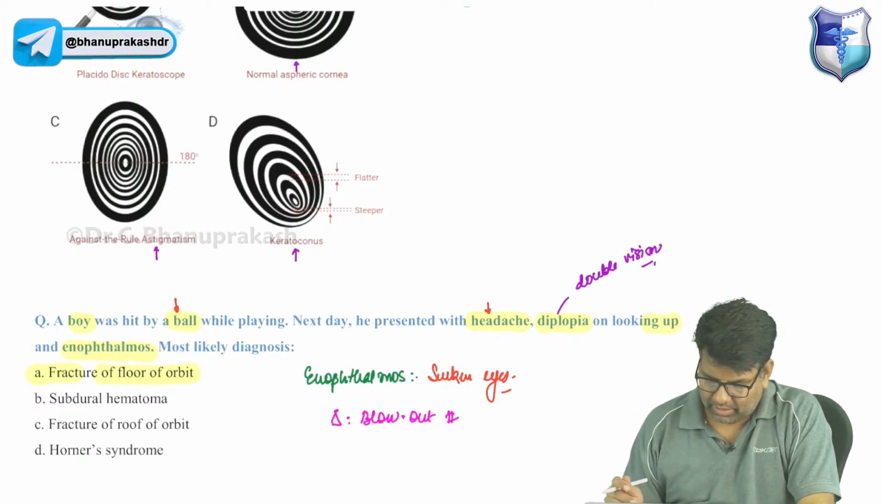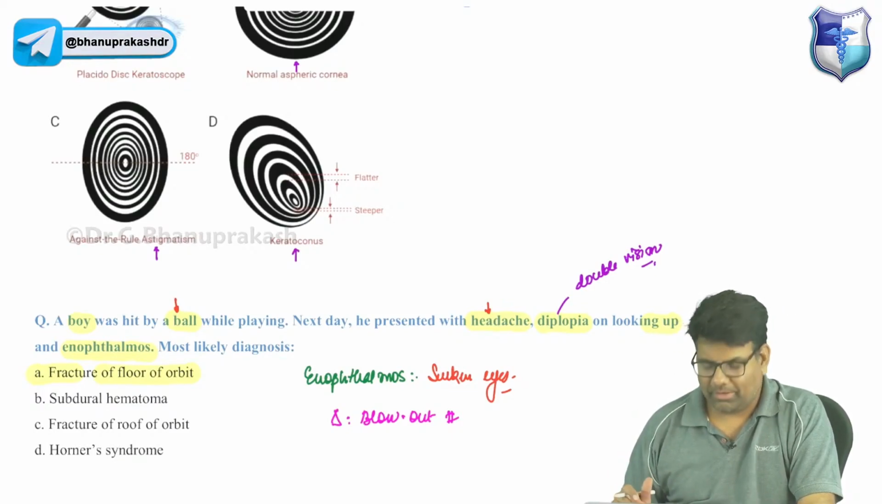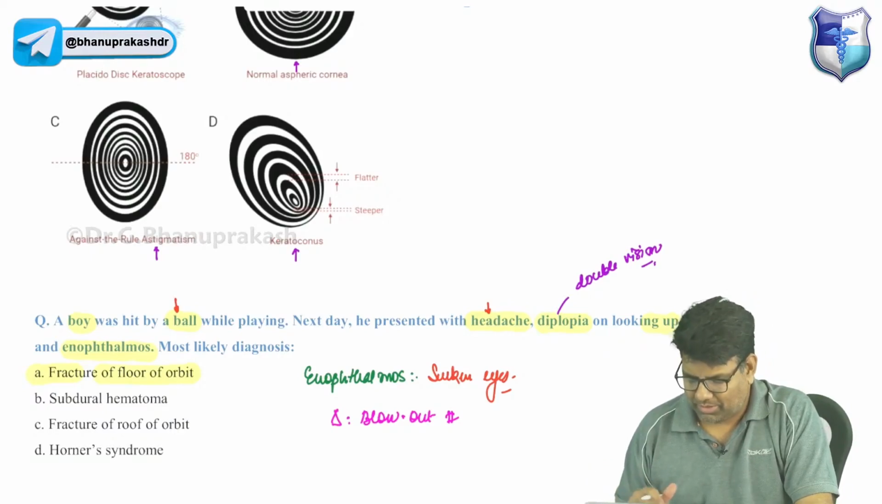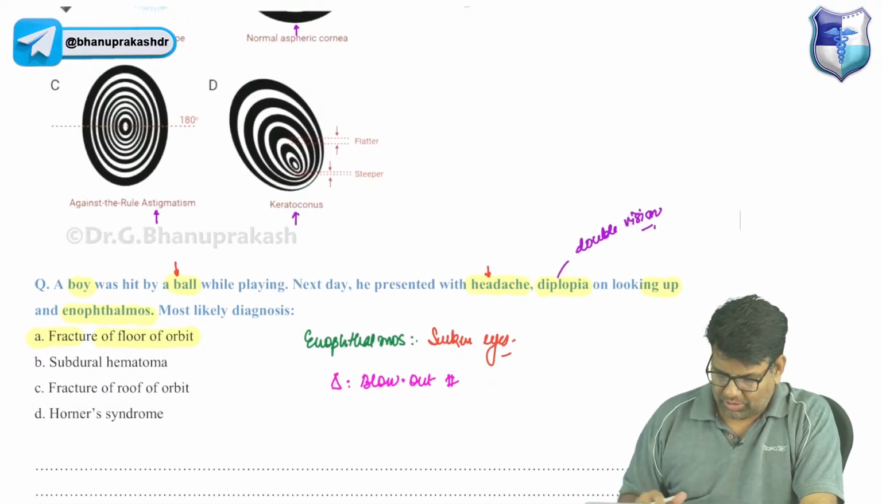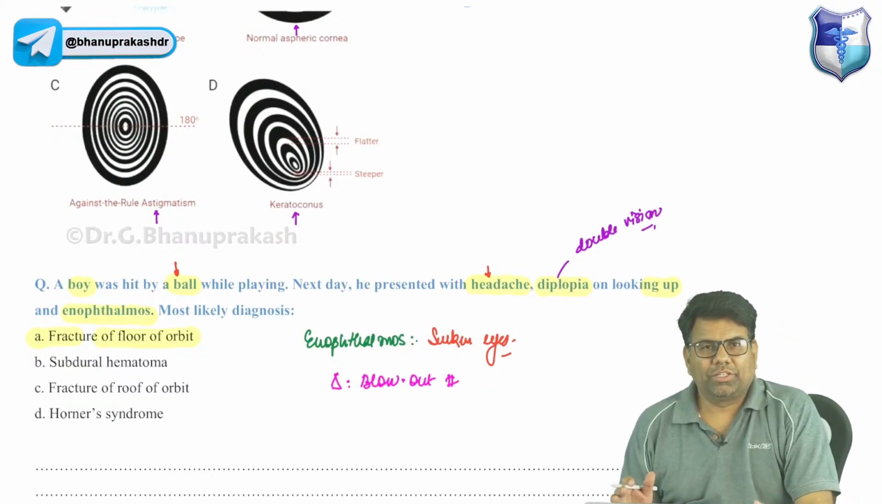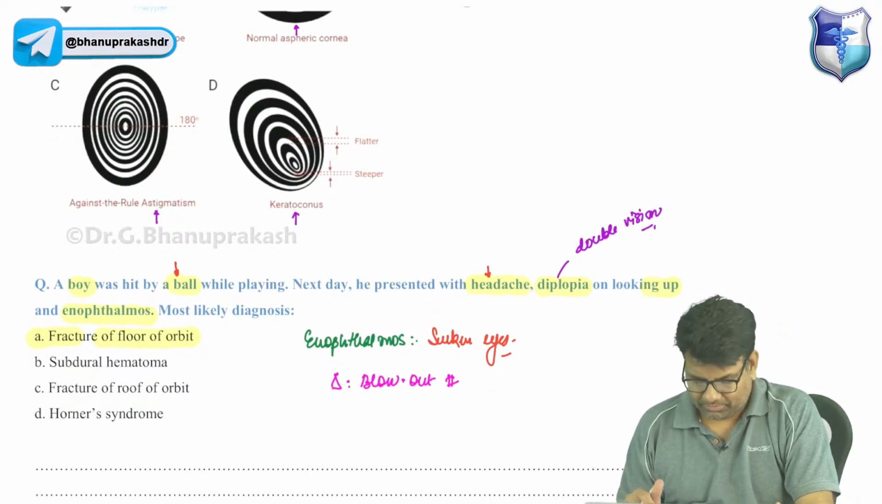Rakshi, inward eye, it's like sunken eyes, right? You can say inward eye, but better is sunken eye. So this is a typical case history for blowout fracture.